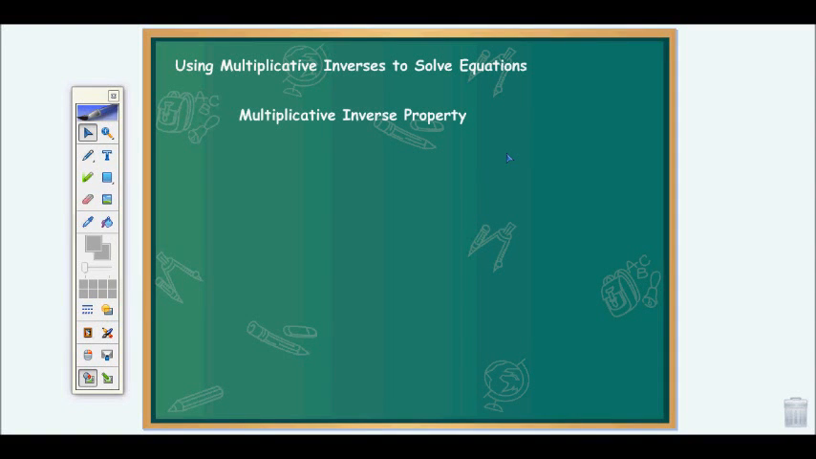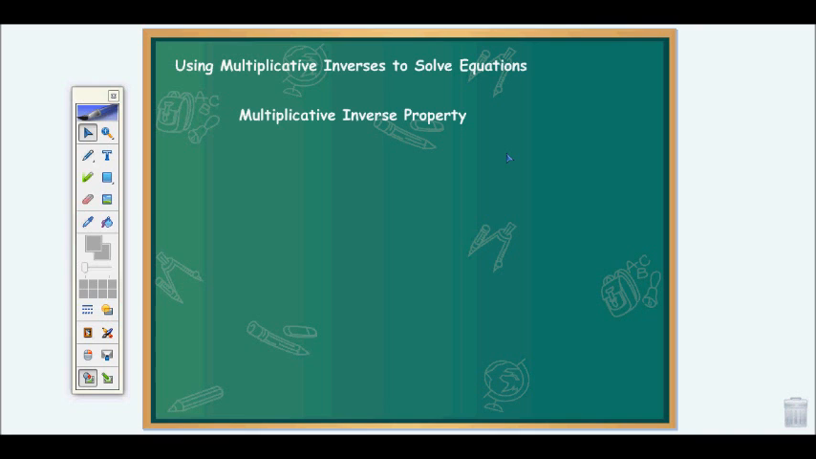5.6 is about multiplying by a multiplicative inverse to solve equations. Now to begin with, before I introduce the property, I'm going to review some skills we already know about algebra.